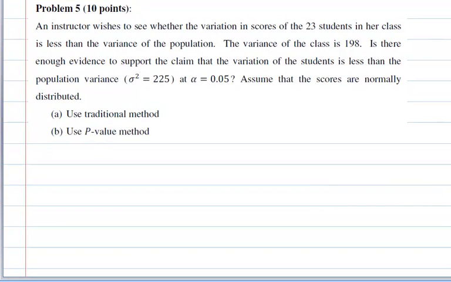This is problem number 5, and it reads: an instructor wishes to see whether the variation of scores of 23 students in her class is less than the variance of the population. The variance of the class is 198. Is there enough evidence to support a claim that the variation of students is less than the population variance, sigma x squared equal to 225, at this level?